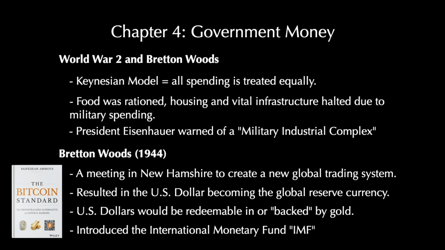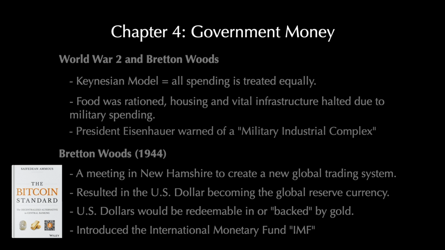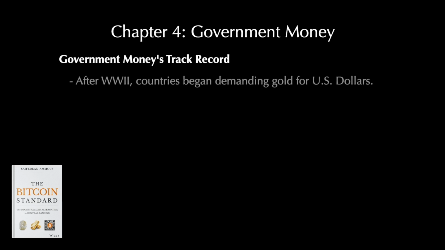This did not work, and many countries devalued their currency in order to pay debts with money printed out of thin air, with no backing. Government money's track record: the redeemability of U.S. dollars for a finite amount of gold, combined with a potentially infinite expansion of the dollar supply, led to a higher gold price. As various countries realized the diminishing power of their inflated paper currency, they began to demand their gold reserves back from the U.S.